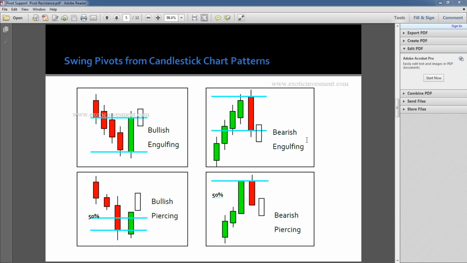Here, what you can see is another pattern: the bullish piercing pattern and the bearish piercing pattern. In a bullish piercing pattern, the current candle covers at least 50% of the previous candle and moves higher. Maybe not 100%. When it is 100%, it will be a bullish engulfing pattern. If it is a bullish piercing, the previous candle will be bearish. If it is a bearish piercing, the previous candle will be bullish. It will pierce 50% or above of the previous candle.